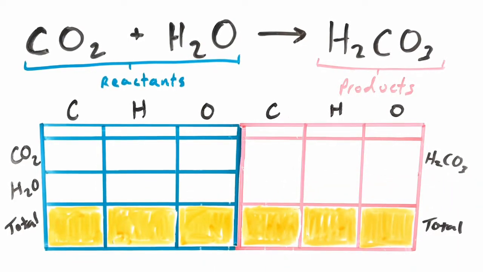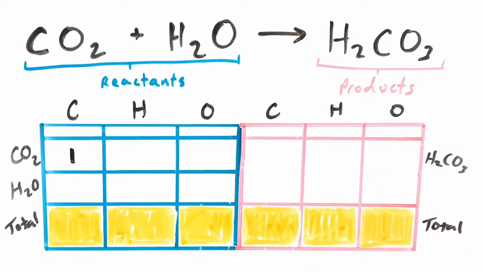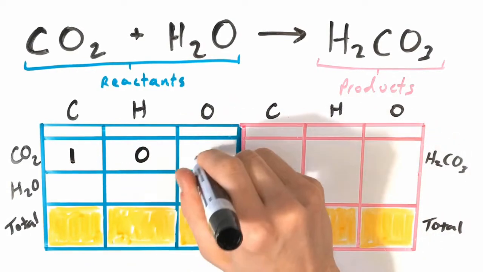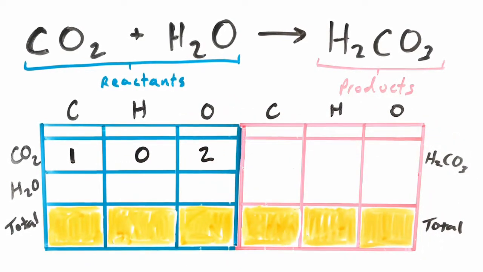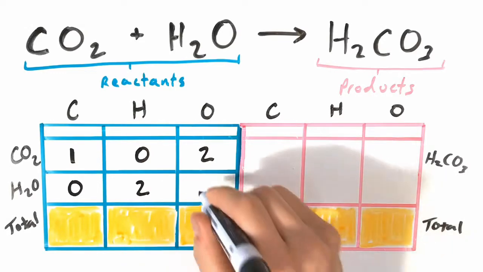So the point of this table is to mathematically illustrate how the reactants and products compare. So let's go ahead and write in some numbers. Our carbon dioxide has 1 carbon. It's got 0 hydrogens, so we can put a 0 there. And it's got 2 oxygens. Now our water has 0 carbons in it, so we can put a 0 there. There are 2 hydrogens, and then there's 1 oxygen.